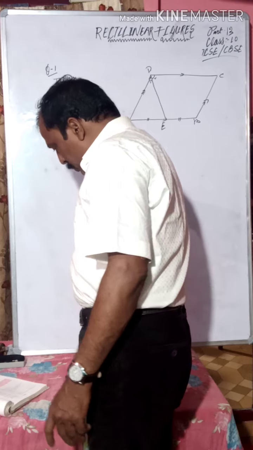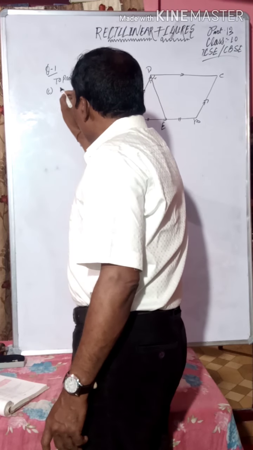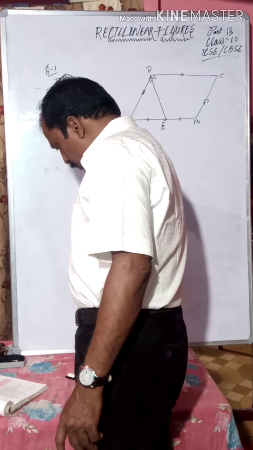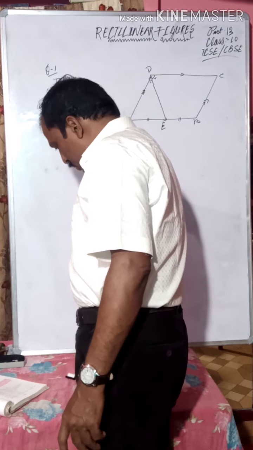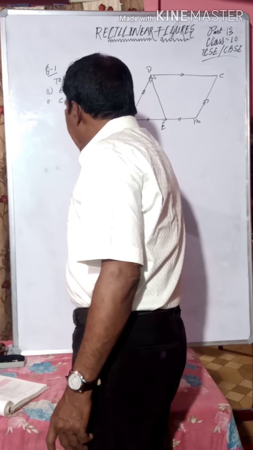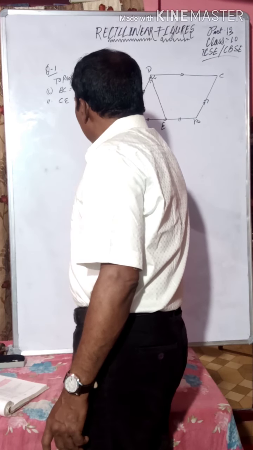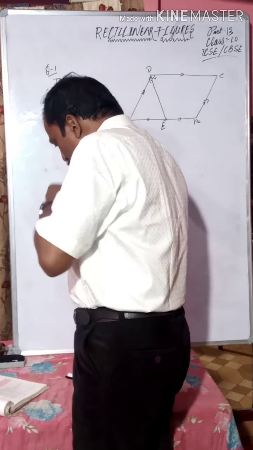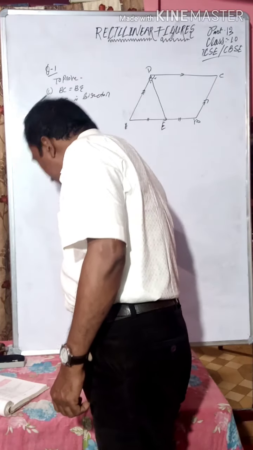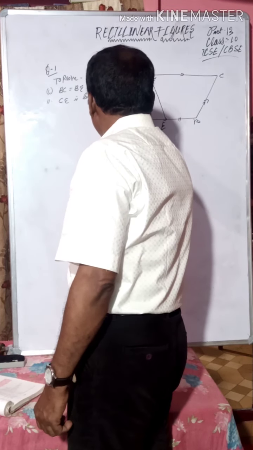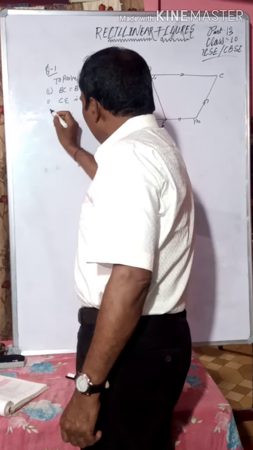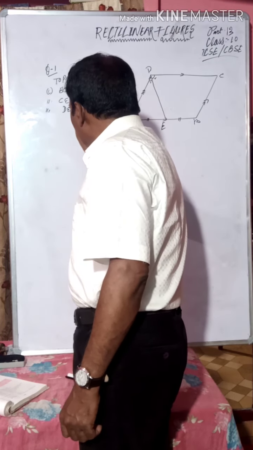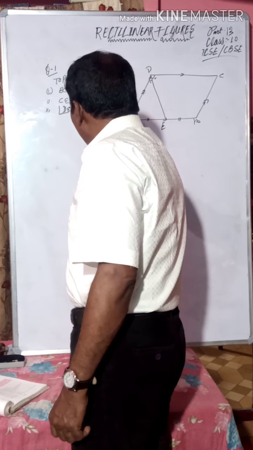Number I, BC is equal to BE. Number II, CE is the bisector of angle C. And number III, angle DEC is equal to 90 degrees. Prove.